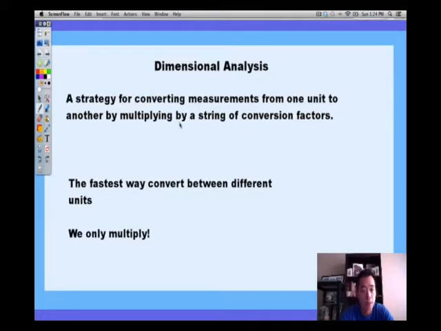I want you to think today, whenever you see a dimensional analysis, all you're doing is multiplying fractions. Multiplying fractions is the key component of dimensional analysis.